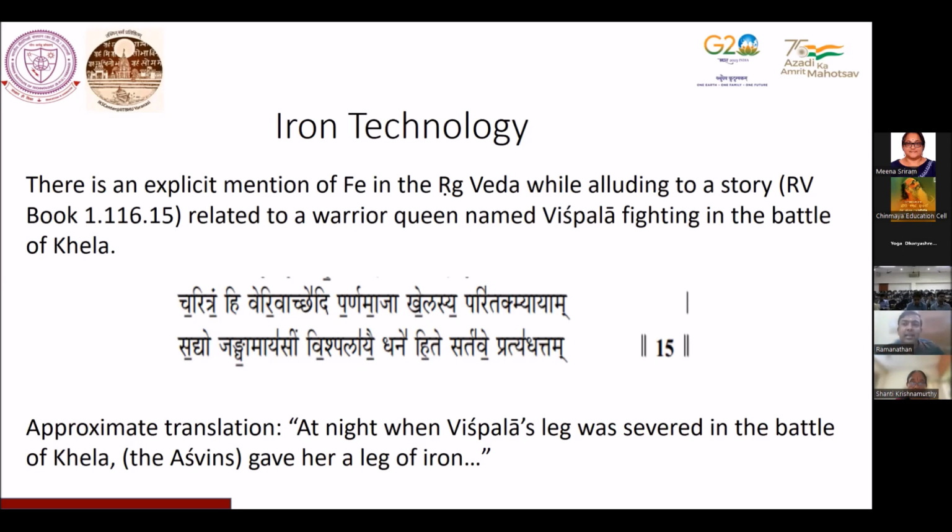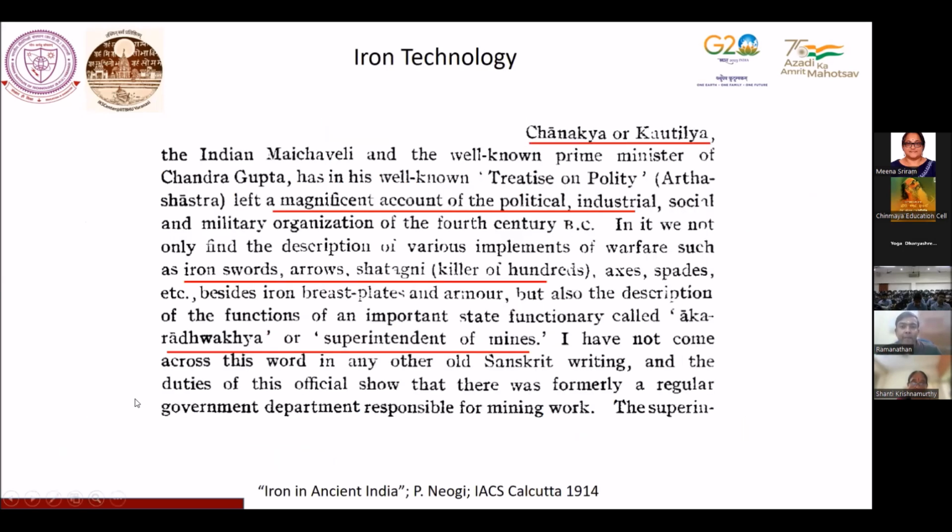Now, Ayasi, Ayasa, Ayas are synonyms taken to refer to generic metal, or some people have taken it to refer specifically to iron. Again, the Arthashastra has copious description about the processing of iron, because iron was a choice metal for warfare, whether to make a shield or a sword. So iron swords, arrows, which were called Shatagni, axes, spades, breastplates, armor, and so on and so forth. So you find copious description of the processing of iron in the text of the Arthashastra again.